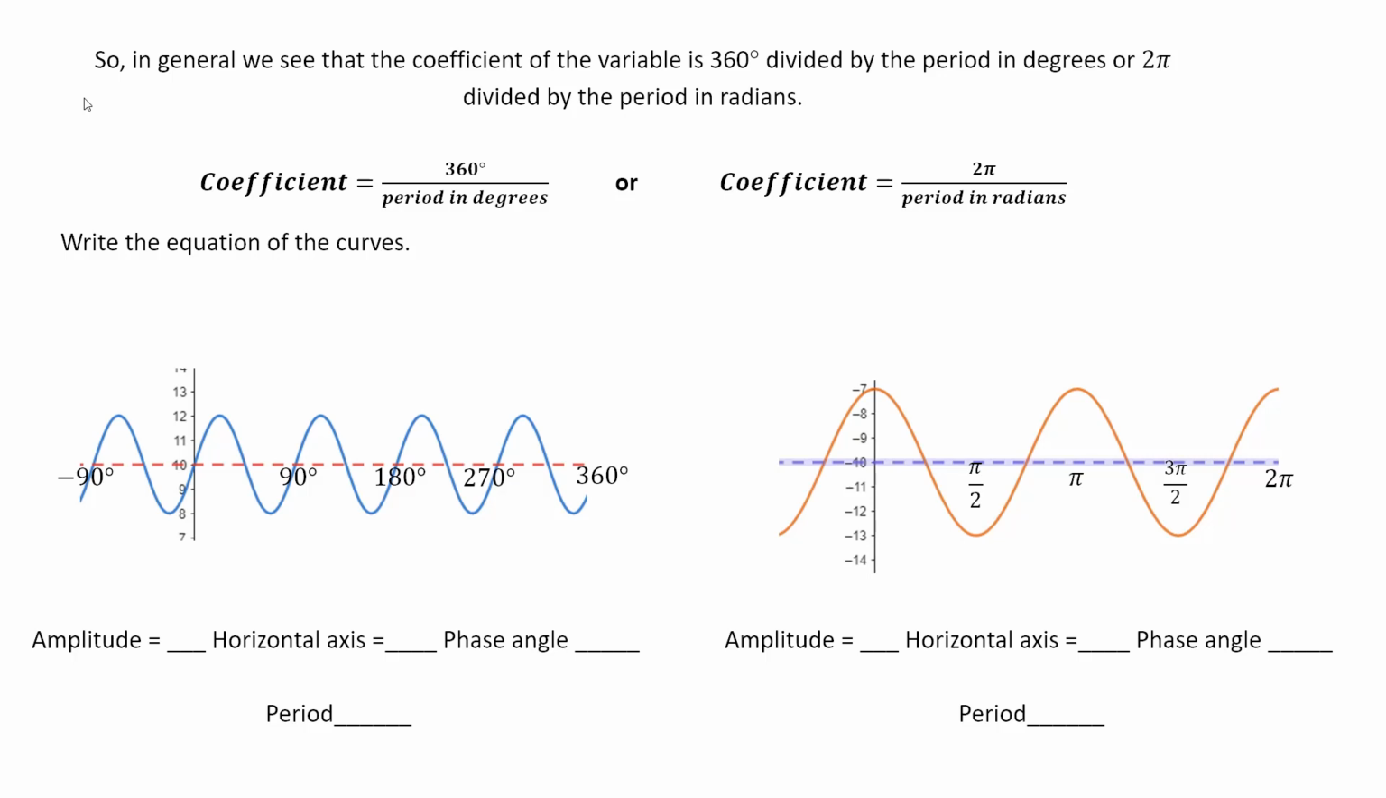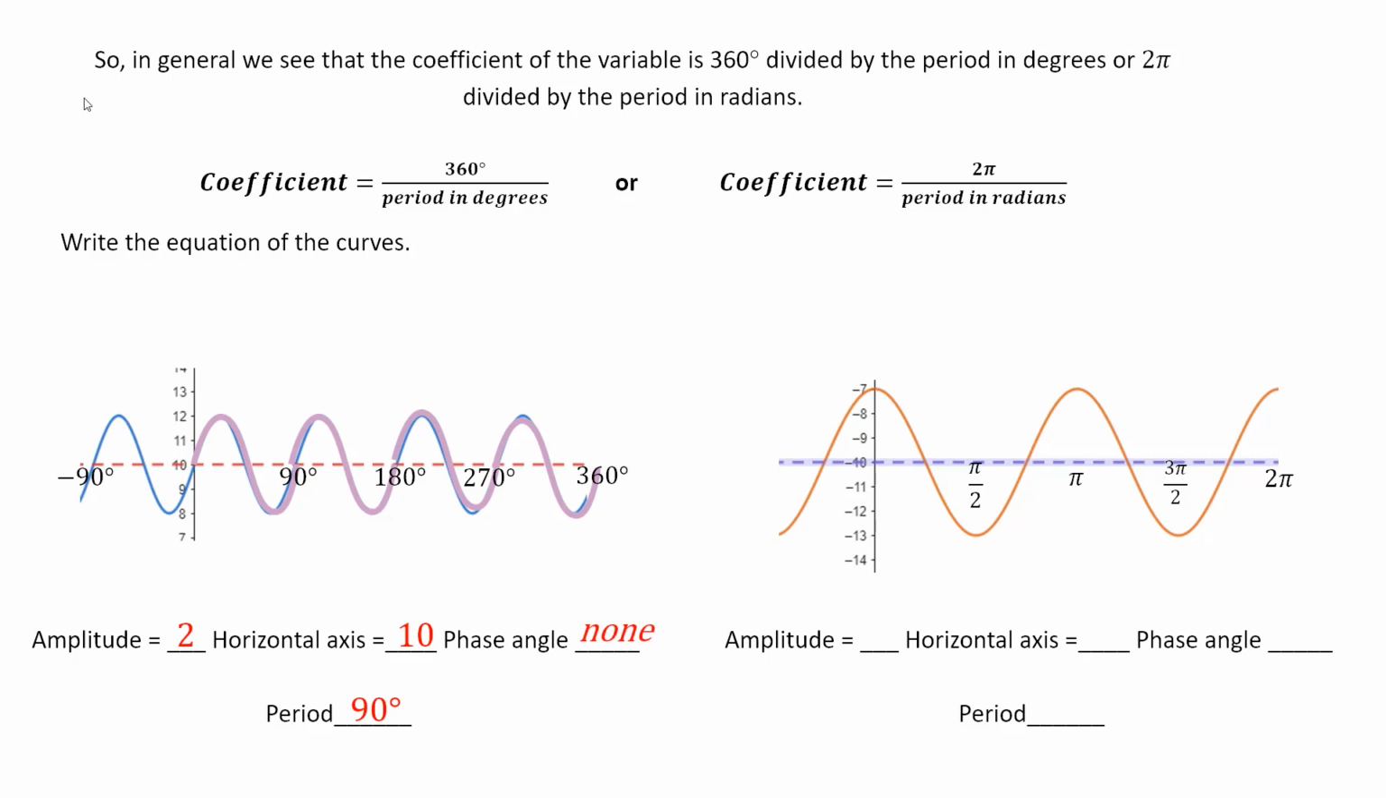So on the one on the left, first of all, you can see what the period is going to be, because this is what the function does. It does that same thing over and over again. It does it in 90 degrees. It completes that cycle. So the period of this sine curve is 90 degrees. And then we can look quickly and see the horizontal axis is 10, the amplitude is 2, and there is no phase angle. It hasn't been scooted over at all.